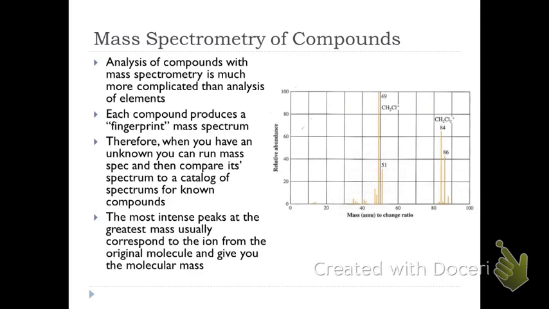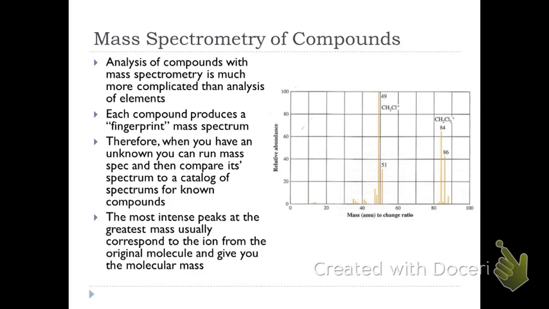Now, just to talk about mass spec a little more, when you analyze compounds with mass spectrometry instead of elements, it's a lot more complicated. Every compound will produce a fingerprint mass spectrum. So what that means is it's unique to that compound. So when you have an unknown and you run its mass spec, we actually have catalogs of mass spectrums that you can look at to compare the mass spec you get to that of known compounds. That way you can identify your unknown by looking at its mass spectrometry fingerprint.